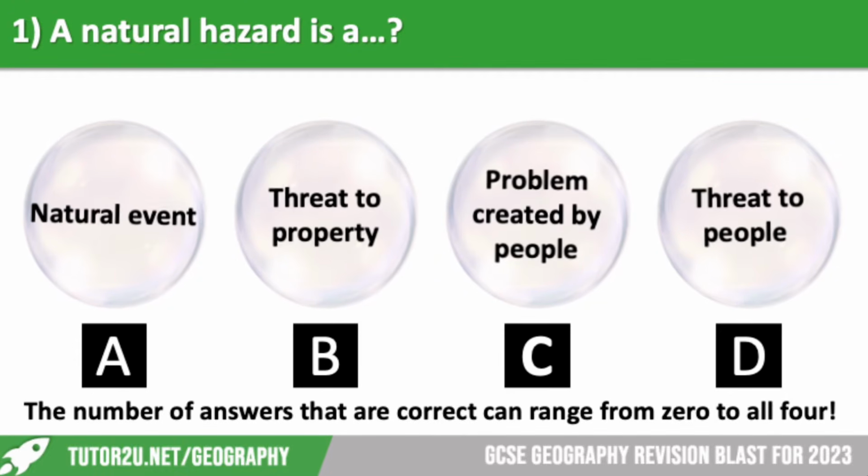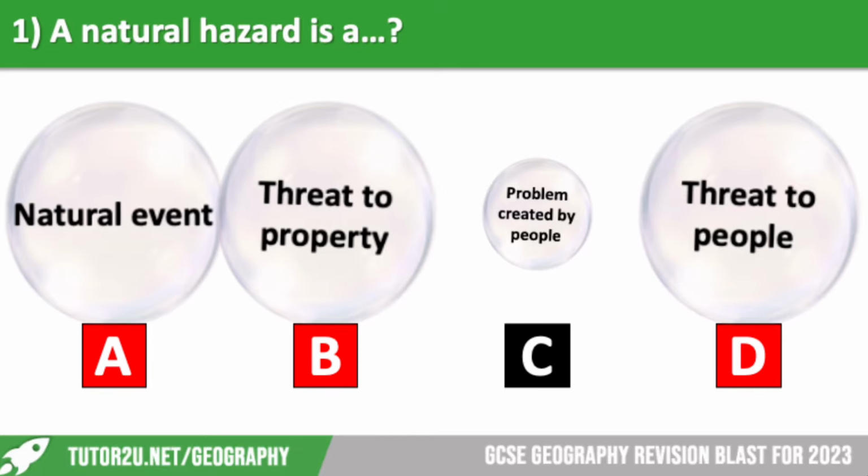Let's reveal the answer. It is A, B and D. So natural event, a threat to property and a threat to people. So it can't be classed as a natural hazard unless there is that threat to property and people.